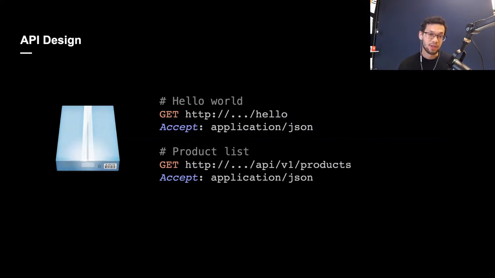And the second task we want to do is to create a product API. So we will design our API using the root URL, and then we will append api slash v1 slash products to have the versioning and also the product naming in our URL. And this HTTP route also accepts application JSON. So that's the API design we want to do.